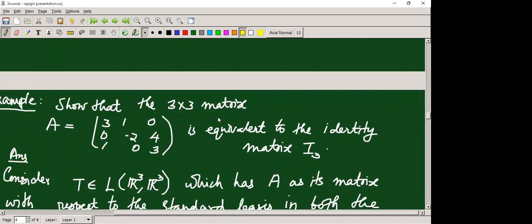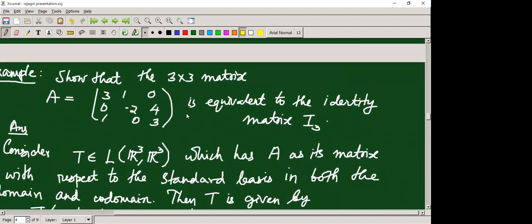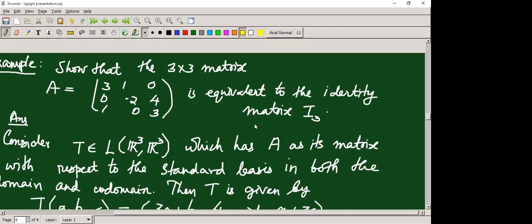Example, so we can see this discussion using an example. Show that the 3 by 3 matrix A, equal to 3 1 0, 0 minus 2 4, 1 0 3, is equivalent to the identity matrix I3. So how can we show that this is equivalent to the identity matrix? Not by using elementary row and column transformations. That is what we discussed as the second case, but for studying linear algebra through linear transformation, this matrix being equivalent to I3 means we can find, so this is supposed to be a map from R3 to R3.